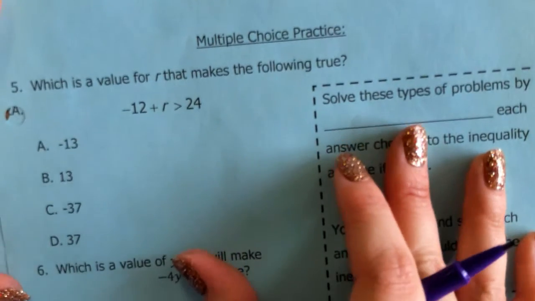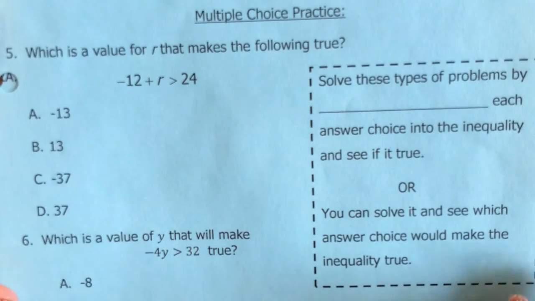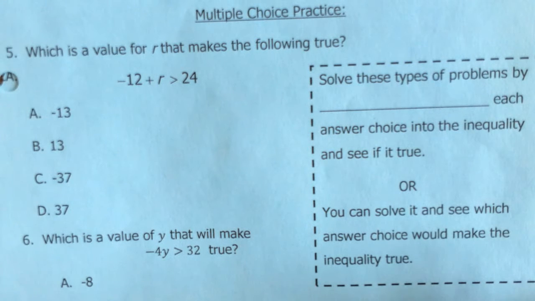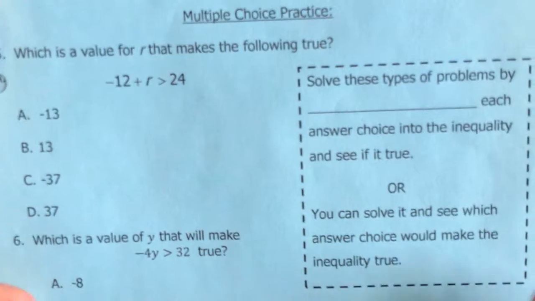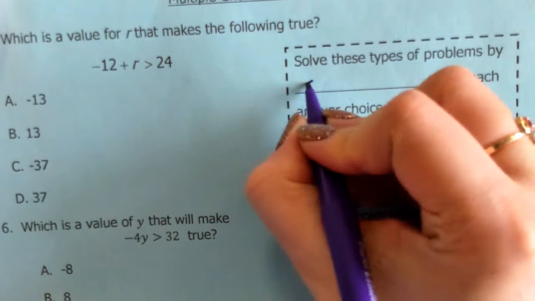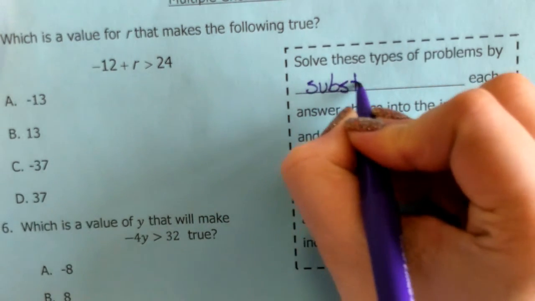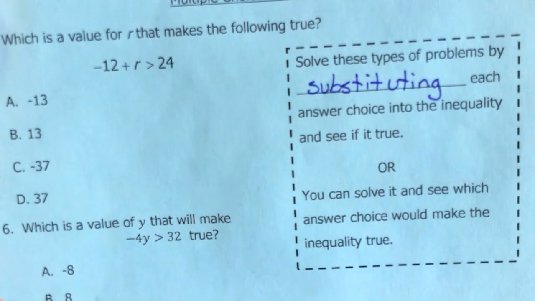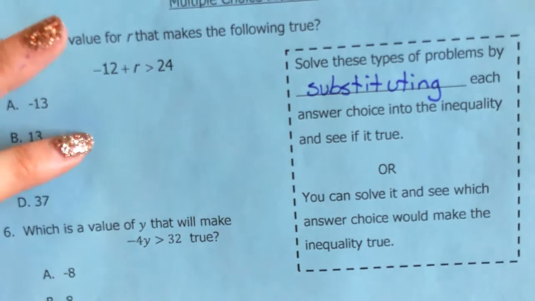Let's look at the multiple choice practice here. And these are the ones that are actually really tricky. Which is a value for r that makes the following true? So there are two strategies here. You can solve these types of problems by substituting each answer choice into the inequality and see if it's true, or you can solve it and see which answer choice would make it true. So this first one I'm going to solve.